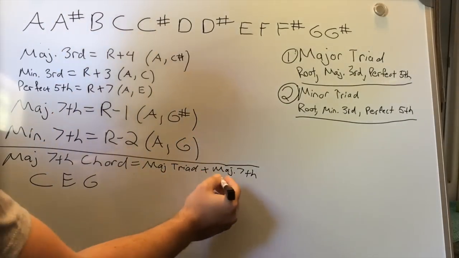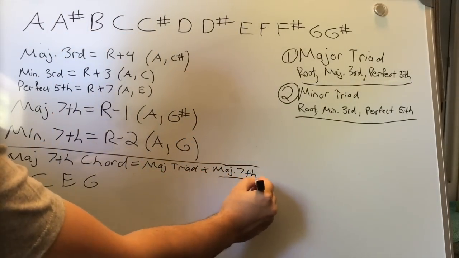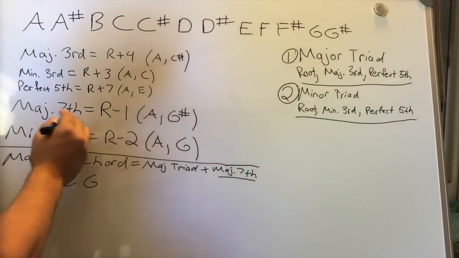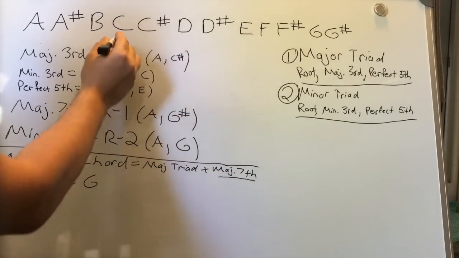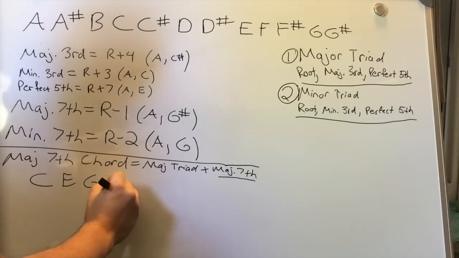And we need to add a major 7th here. This is the key. We're adding a major 7th. A major 7th is the root minus 1. So go back 1 from C, it's B.